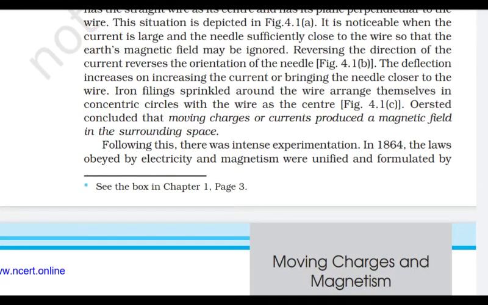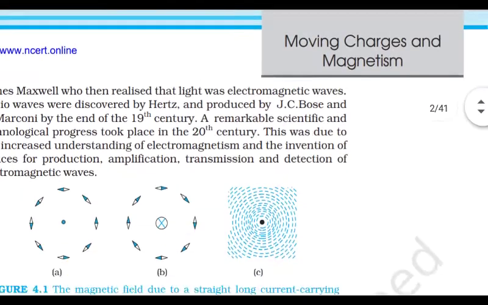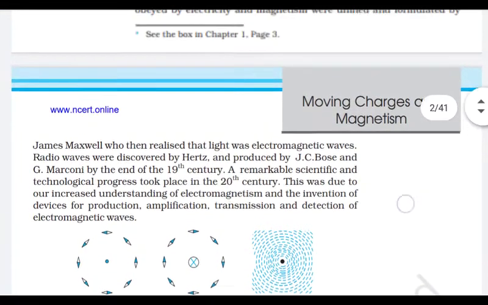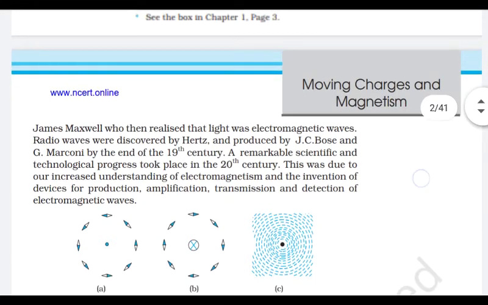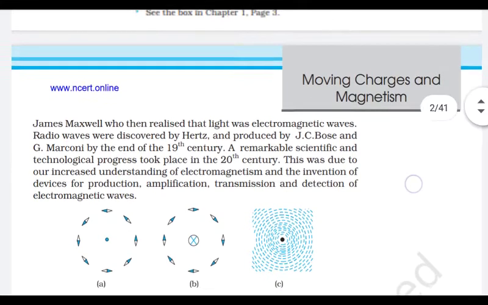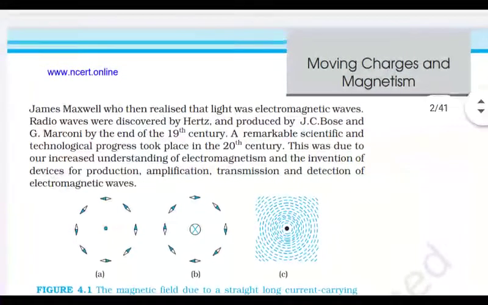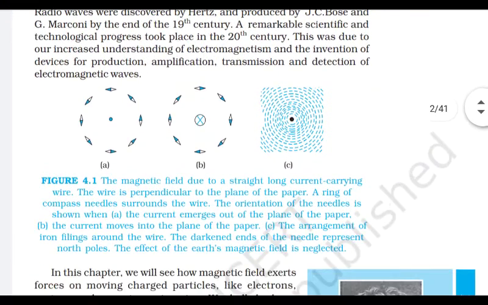Following this, there was more progress. The laws obeyed by electricity and magnetism were unified and formulated by Maxwell. James Maxwell then realized that light is an electromagnetic wave. Radio waves were discovered by Hertz and produced by J.C. Bose and Marconi. Then a remarkable scientific and technological progress took place in the 20th century, due to our increased understanding of electromagnetism and the invention of devices for production, amplification, transmission and detection of electromagnetic waves. Electromagnetism means our mobile signals.